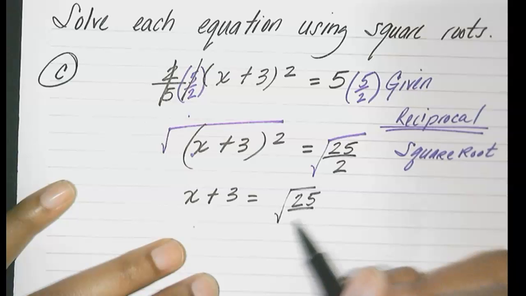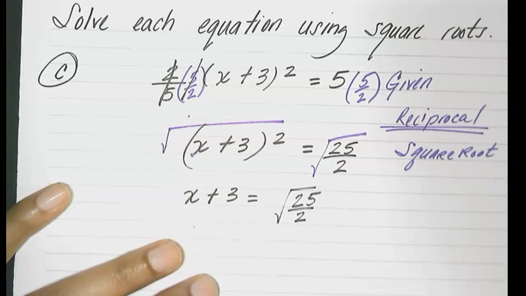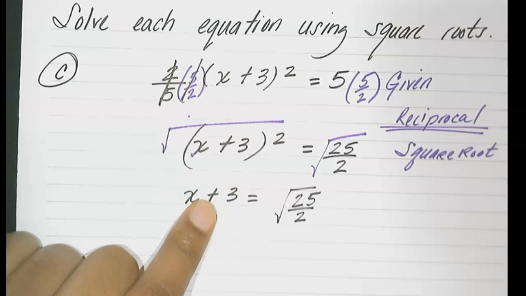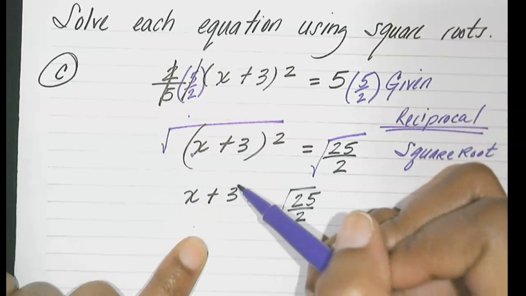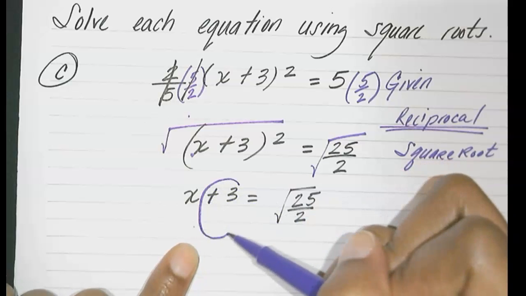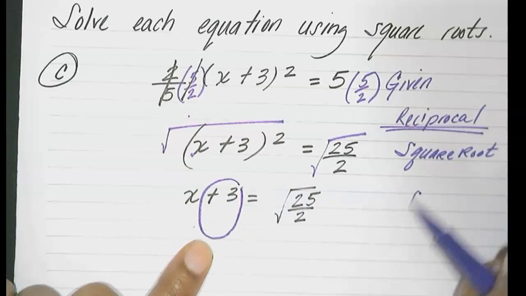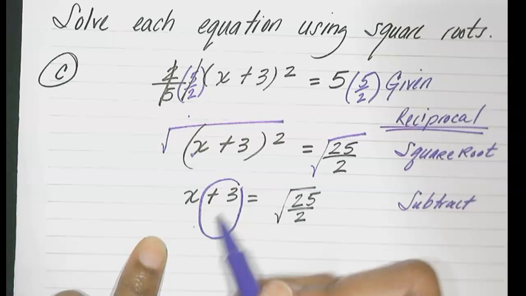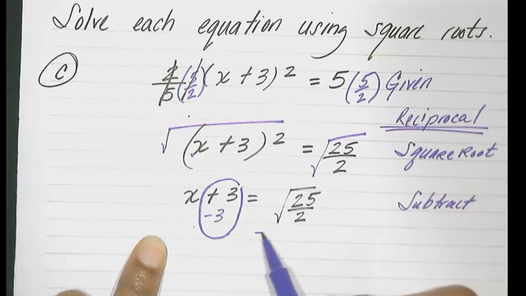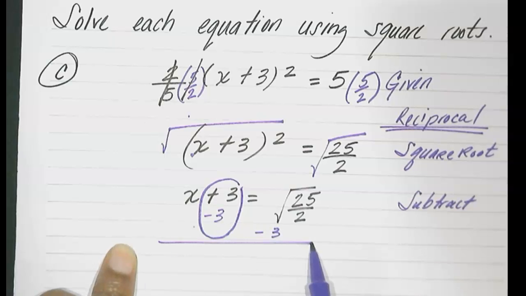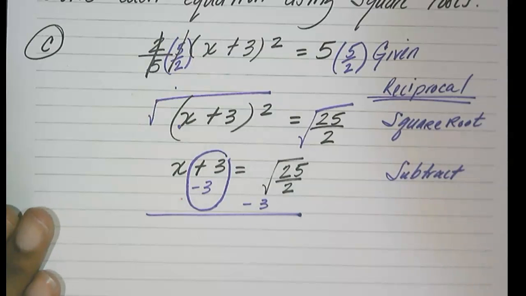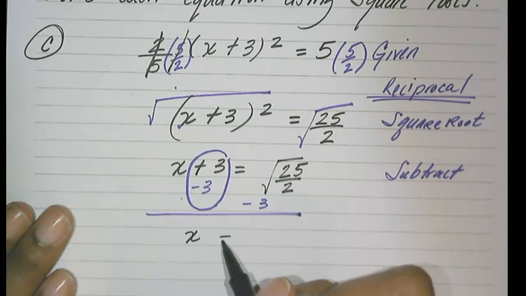Okay, now still don't have x by itself. Because right now x is being bothered or added by 3. So I'm going to do the inverse, or just the opposite, and subtract 3. I am going to subtract 3 on both sides of the equal sign. So that's going to leave me with x equals a negative 3.